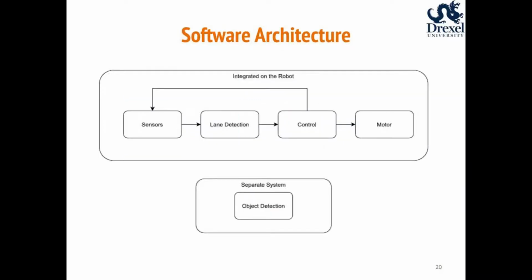This is our current software architecture. Due to the change of scope, ROS could not be developed and completed, but we were able to get lane detection onto the robot and object detection on a separate system to operate as intended.